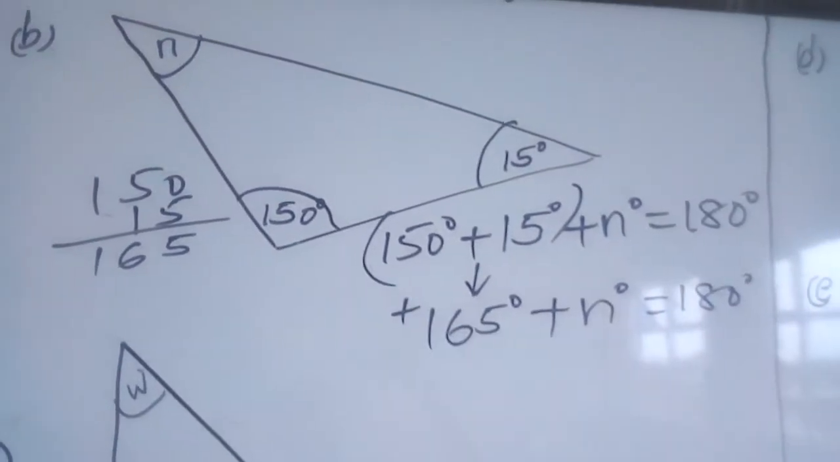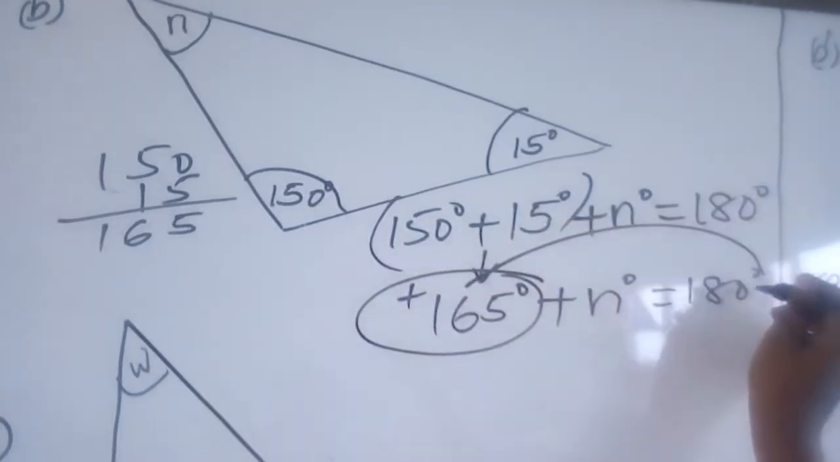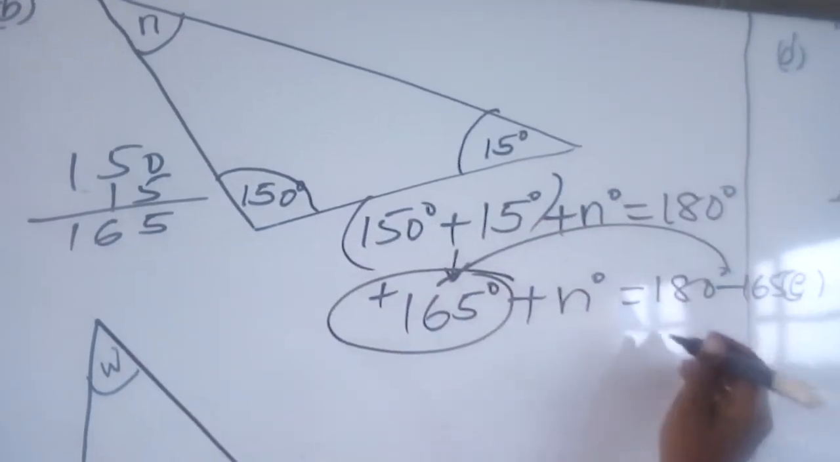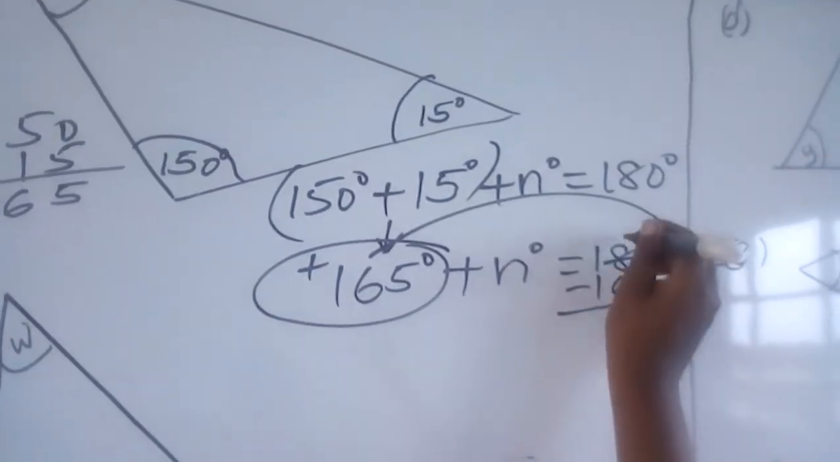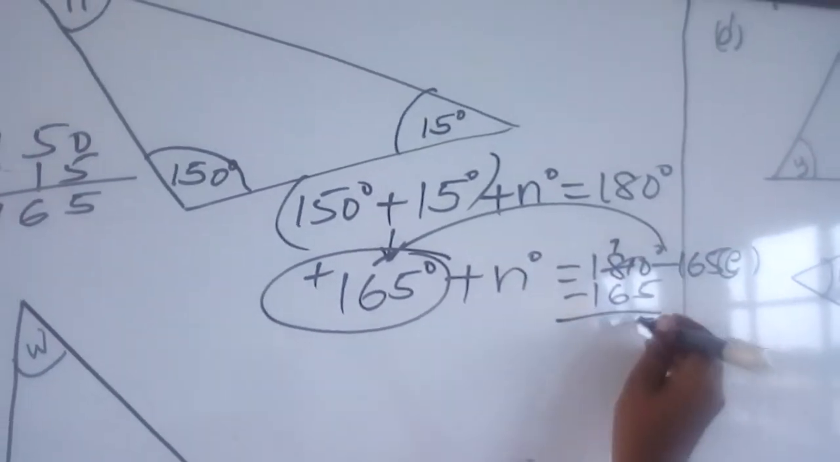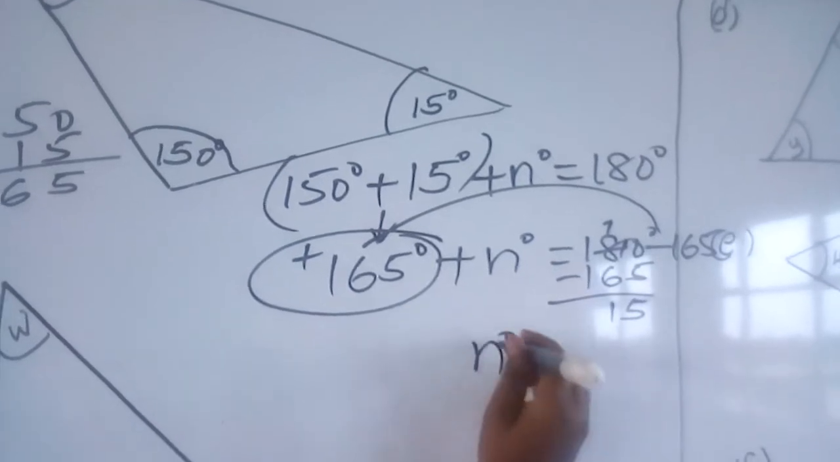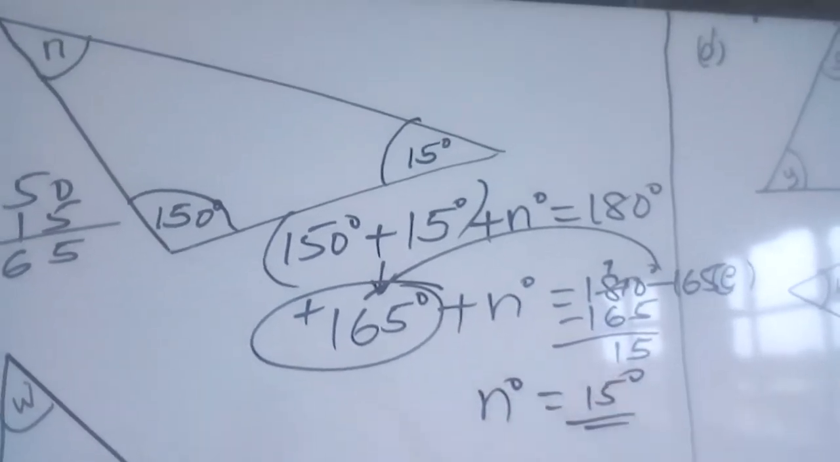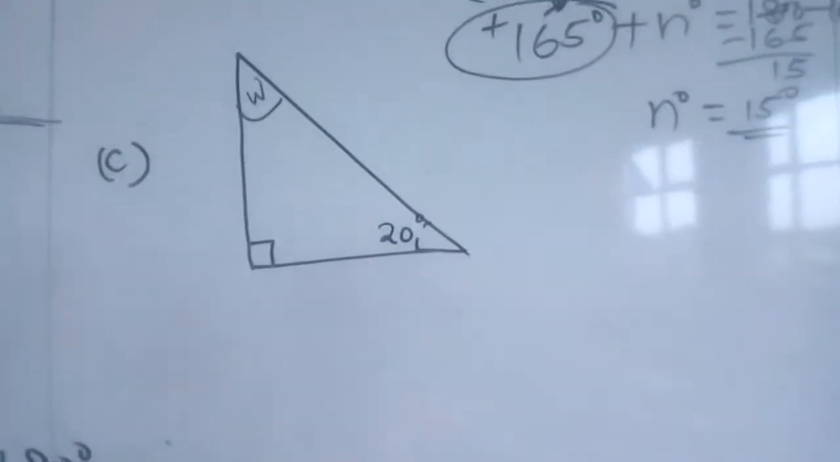When the sign is not written, it's always positive or plus. Take this one to the other side to be minus 165. So subtract 165 here. Borrow from here. This is 7, that is 10. So that one will be 5, 1. So our angle N is 15 degrees. As simple as that.